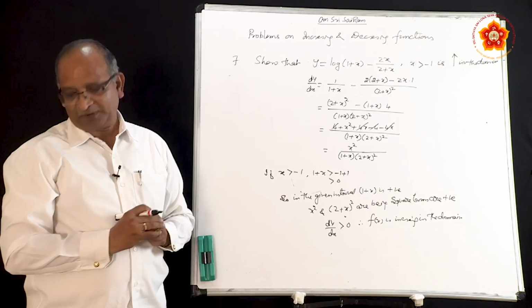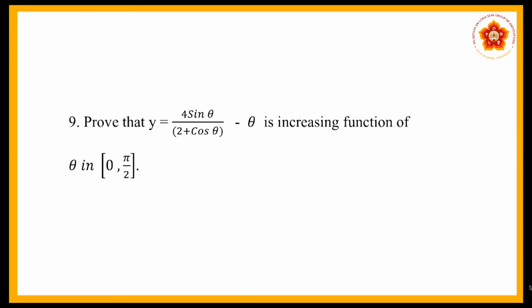Let us move on to the next problem. This is the 9th problem of the textbook, which says prove that y equal to 4 sin theta divided by 2 plus cos theta minus theta is an increasing function of theta in the interval 0 to pi by 2.